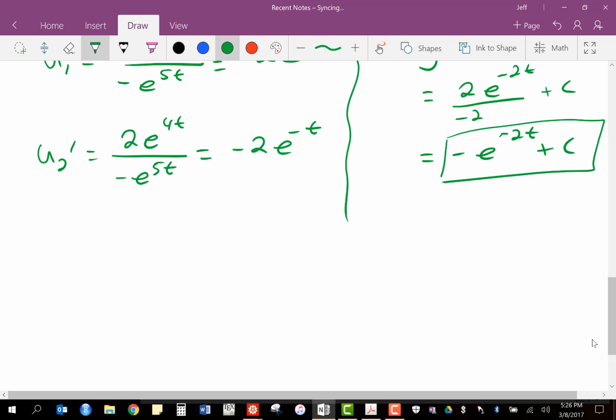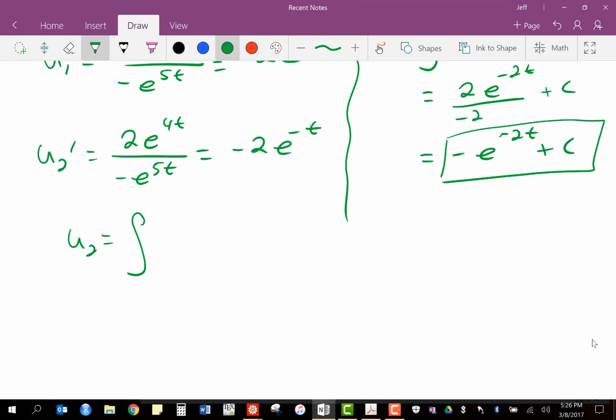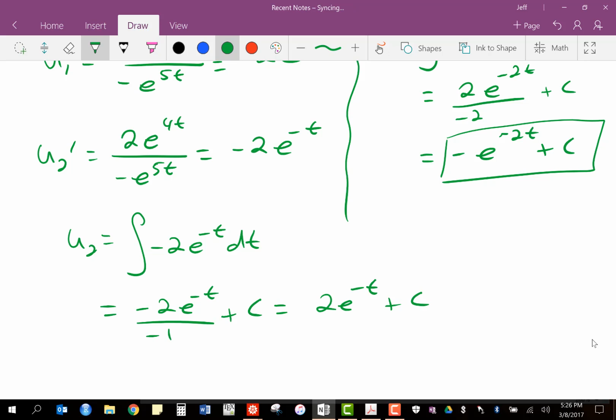And then similarly, u2 will be equal to the integral of negative 2e to the negative t dt, which is going to be negative 2e to the negative t divided by negative 1 plus c. So I will get 2e to the negative t plus c.